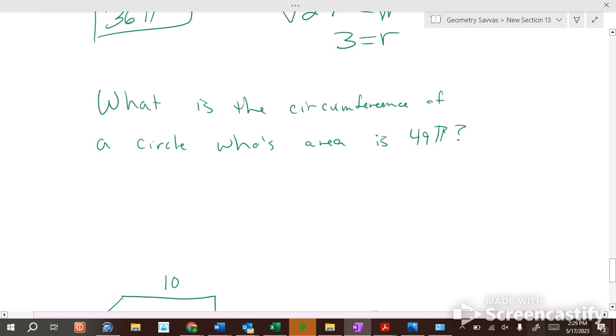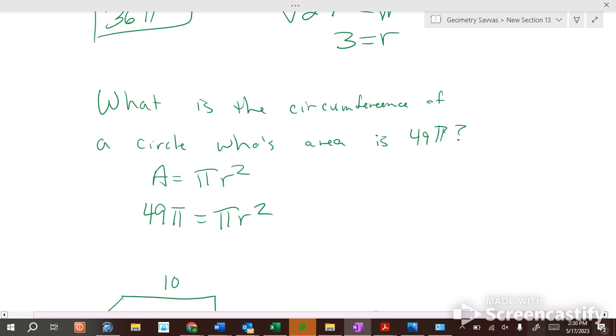What is the circumference of a circle whose area is 49 pi? What do we have to do first? Area is pi r squared, right? So 49 pi equals pi r squared.